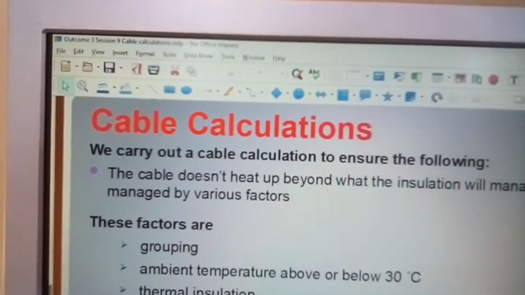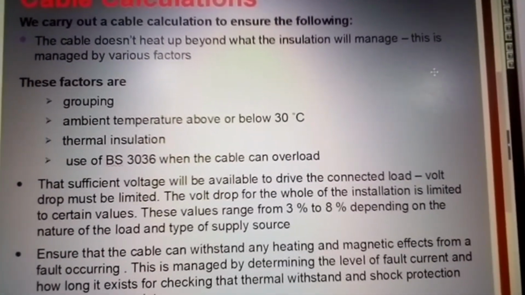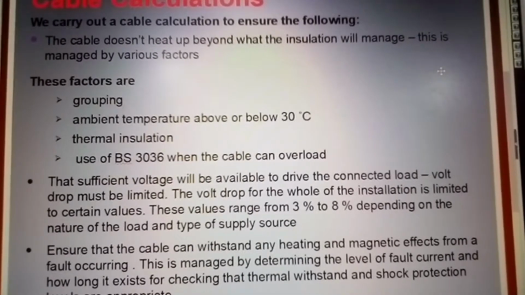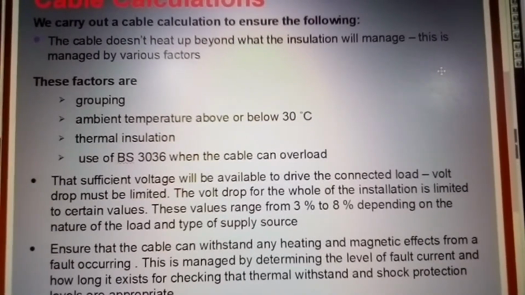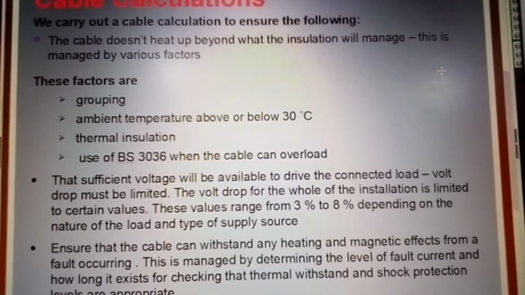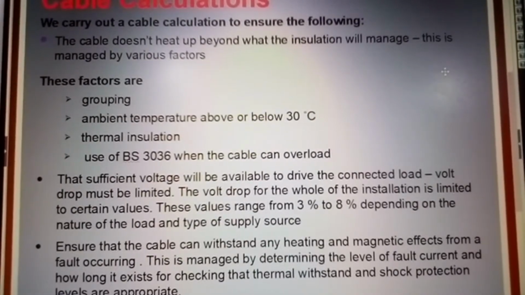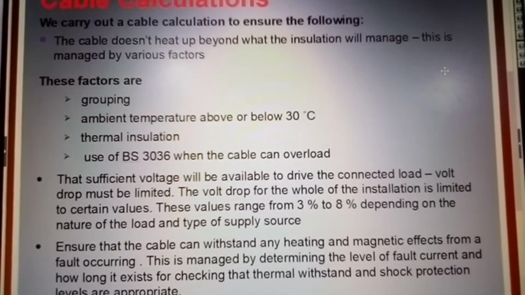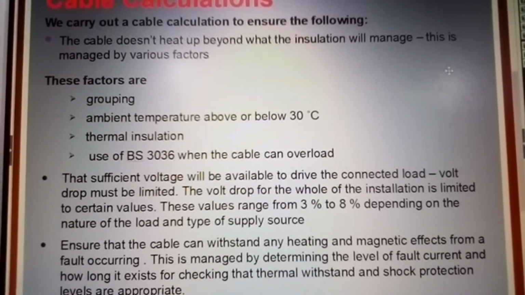And let's look at this now. Cable calculations. We carry out the cable calculation to ensure the following. The cable doesn't heat up beyond what the installation will manage. This is managed by various factors. These factors are grouping, ambient temperature above or below 30 degrees Celsius, thermal insulation, use of BS3036 when the cable can overload, and that sufficient voltage will be available to drive the connected load.